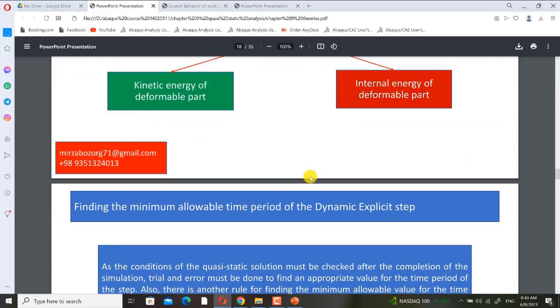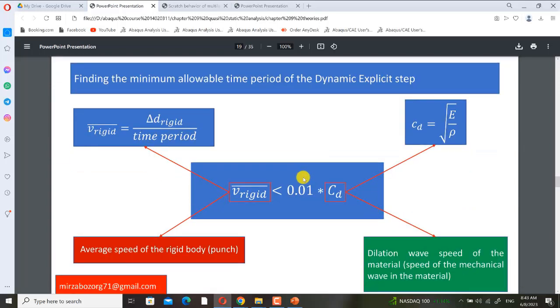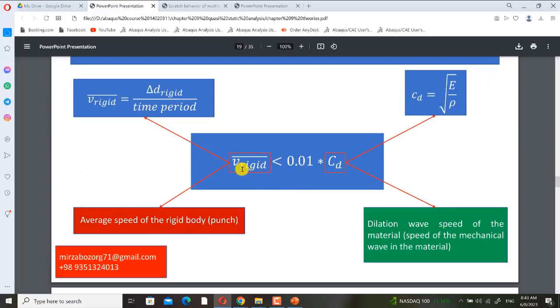But if we don't want to do trial and error, we can use another procedure. We can use this formula: the average speed of the rigid part or rigid punch must be less than 1% of the wave speed. The average speed of the rigid body is equal to the distance of its displacement divided by the time period. And also we know the value of CD.